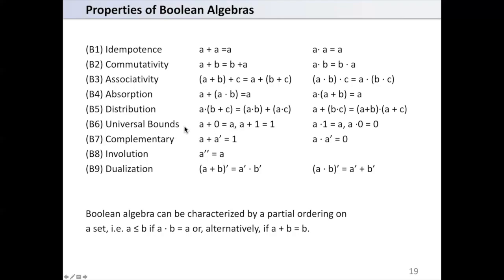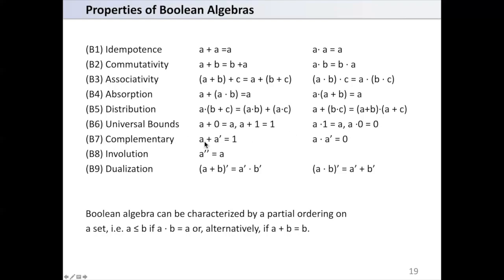Universal bounds: A or 1 is equivalent to 1, and A and 0 is equivalent to 0. Here notice that when we are taking the dual, 0 is replaced by 1, or is replaced by dot, and if there were dot here, it would be replaced by plus. So this is the dual part of the universal bounds.